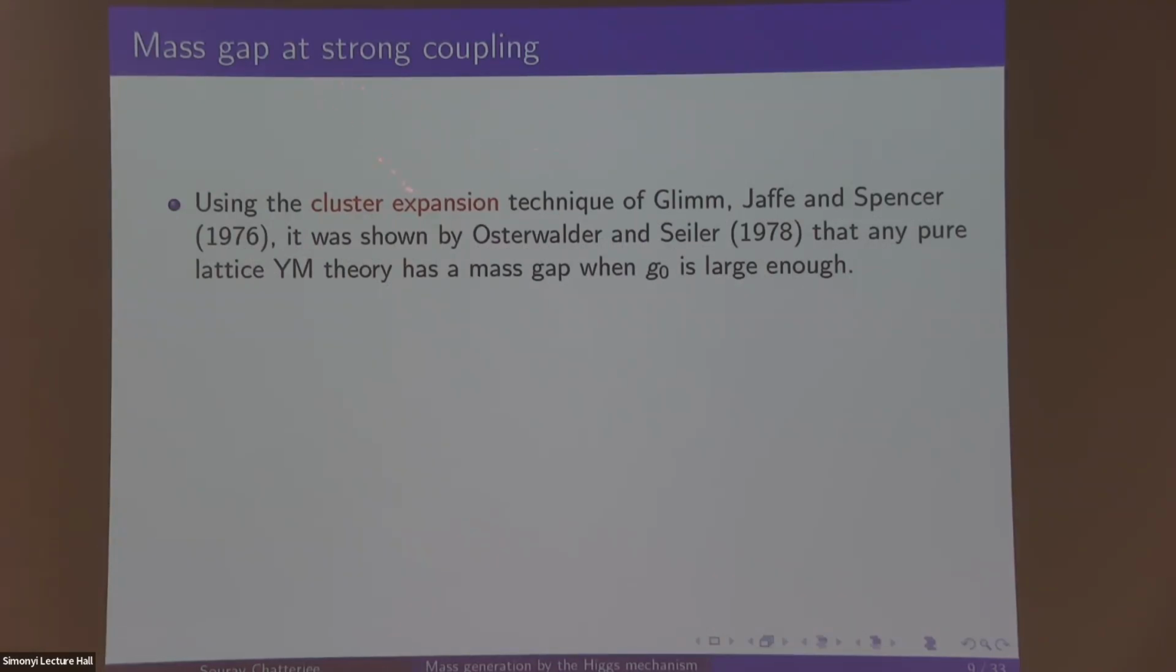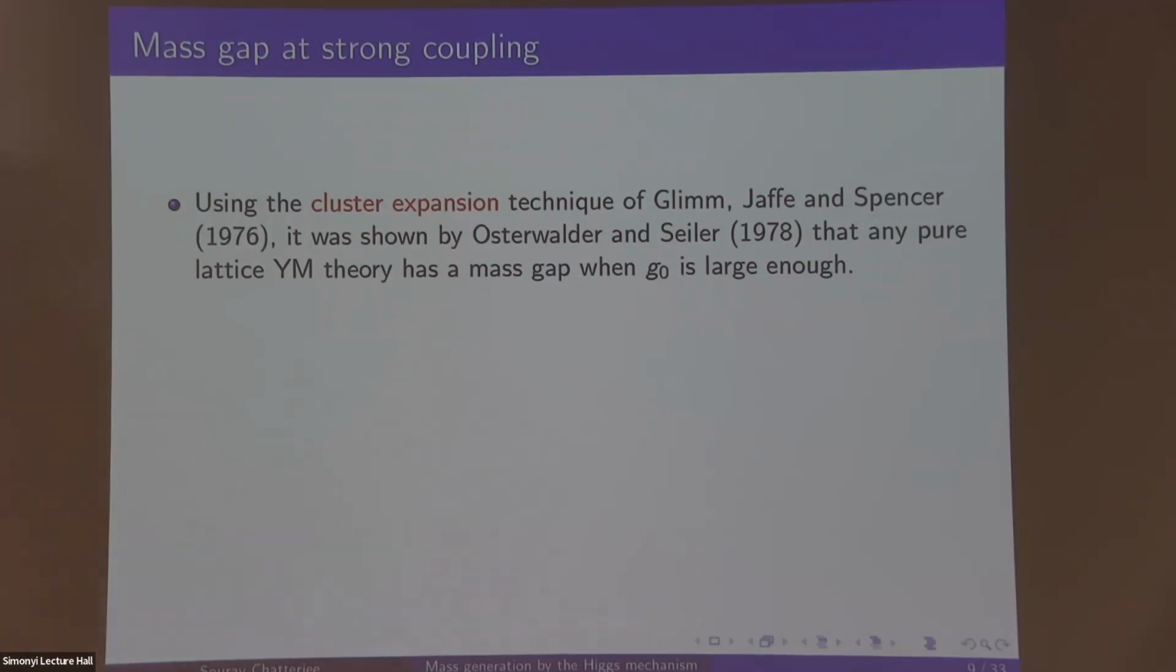Okay, so now what are some rigorous results that are known? Using this cluster expansion technique, which is one of the foundational things in this area and other areas of statistical physics, by Glimm, Jaffe, and Spencer, it was shown by Osterwalder and Seiler that any pure lattice Yang-Mills theory has a mass gap when G0 is large enough. If you take G0 large enough, in any dimension, you will get this kind of exponential decay of correlation. Mass gap means independent of the size of the box. Independent of the size of the box, you will get a decay of correlations. G0 large enough means depending on the gauge group and the representation, but not on the size of the box.